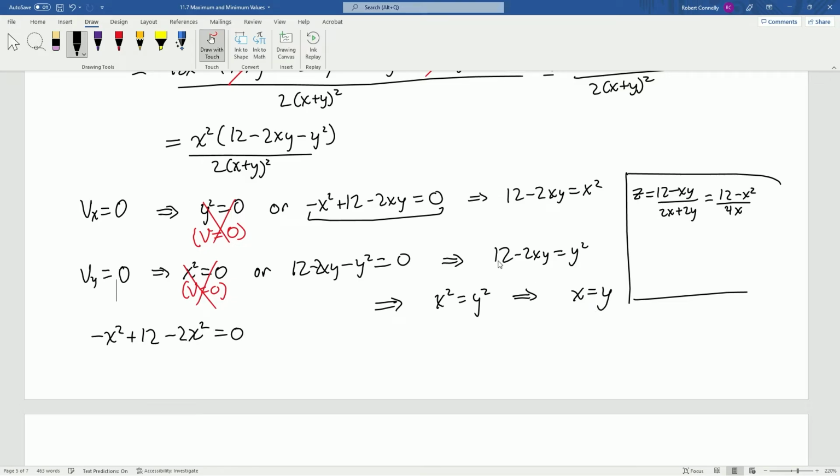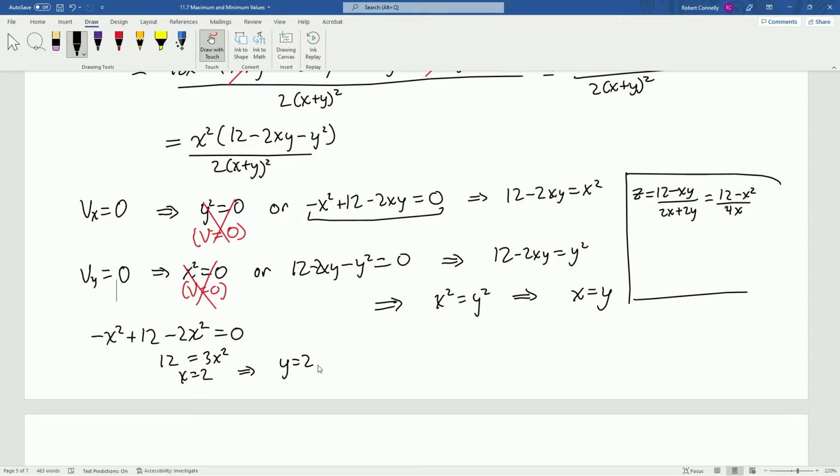Okay, so we're just plugging in x equals y into this equation, replacing y with x. And so we get negative x squared plus 12 minus 2x squared equals 0. So this is negative 3x squared. I move that across and I get 3x squared equals 12. Divide by 3, I get 4, and hence x equals 2. And we know it's not the negative value because of the nature of the problem, right? So x is 2, and if x is 2, then y is 2.